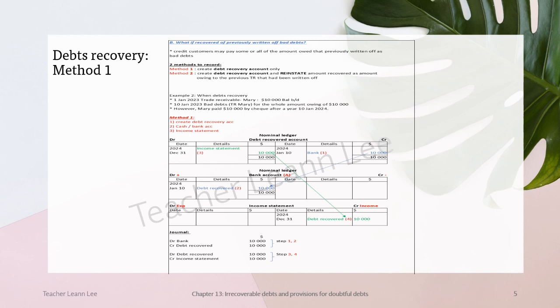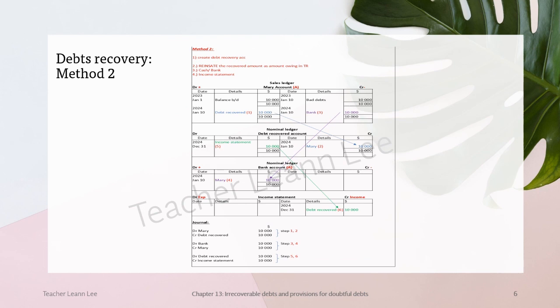Debit my bank because of the money I received, step 1. And step 2, credit my debt recovery account. The debit and credit in the debt recovery account do not have plus and minus because they are just for double entry purposes. I debit my bank account because I receive money, but where do I credit? I need to balance my account, otherwise my trial balance at the end of the year cannot balance, and then I cannot balance my SOFP. So you have to read through the journal.